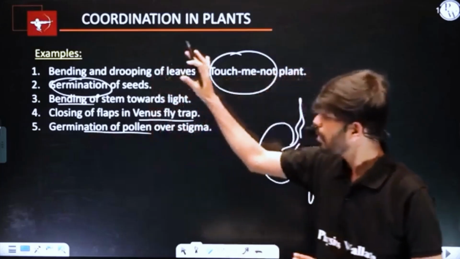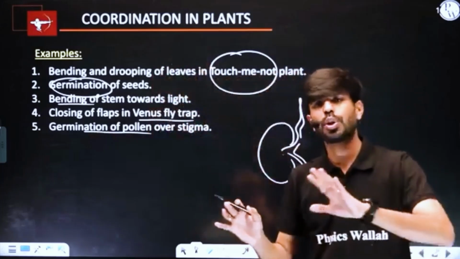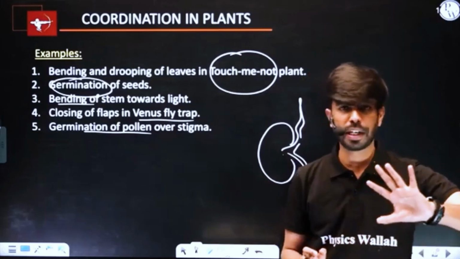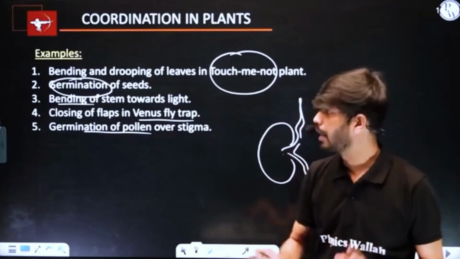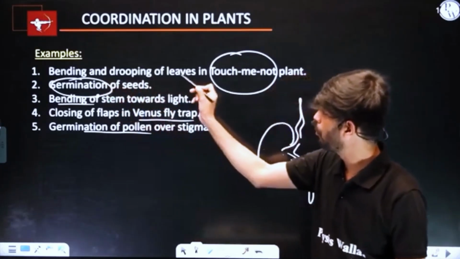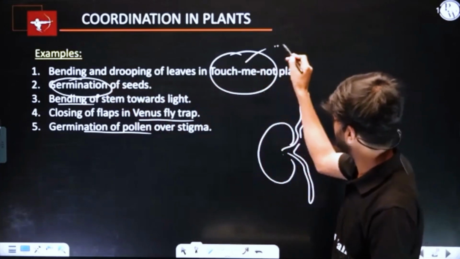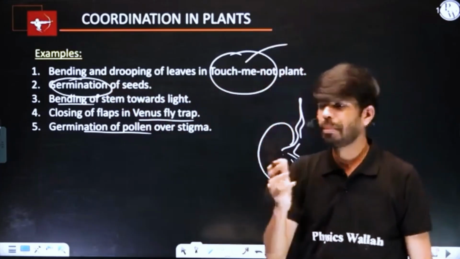See, plants are showing responses towards different types of stimuli. ಬೇಕಾದಷ್ಟು ಕಡೆ ಏನು ಮಾಡ್ತಾರೆ, ಸ್ಟಿಮ್ಯುಲಿಗಳಿಗೆ ಅದು ರೆಸ್ಪಾನ್ಸ್ ಅನ್ನು ಶೋ ಮಾಡ್ತಾ ಇದೆ. ಅದರಲ್ಲಿ ಮೊದಲನೇದು ಬೆಂಡಿಂಗ್ ಅಂಡ್ ಡ್ರೂಪಿಂಗ್ ಆಫ್ ಲೀವ್ಸ್ in touch-me-not plant. It is due to electrochemical signals.